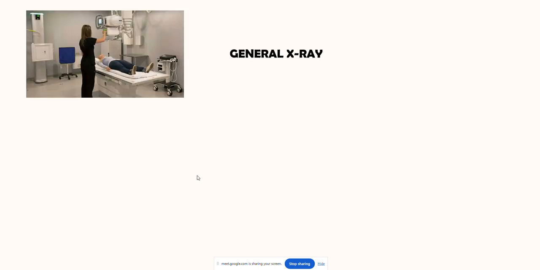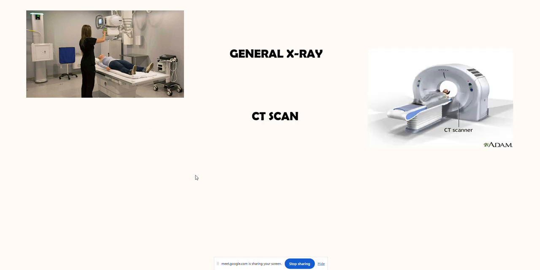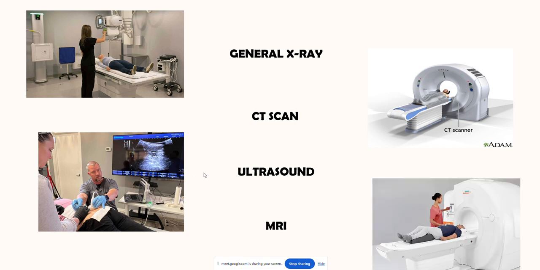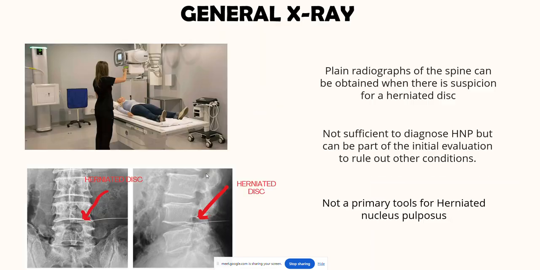Imaging modalities include general X-ray, CT scan, ultrasound, and MRI. For general X-ray, a plain radiograph of the spine can be obtained when there is suspicion for herniated disc, but it is not a primary diagnostic tool for HNP.